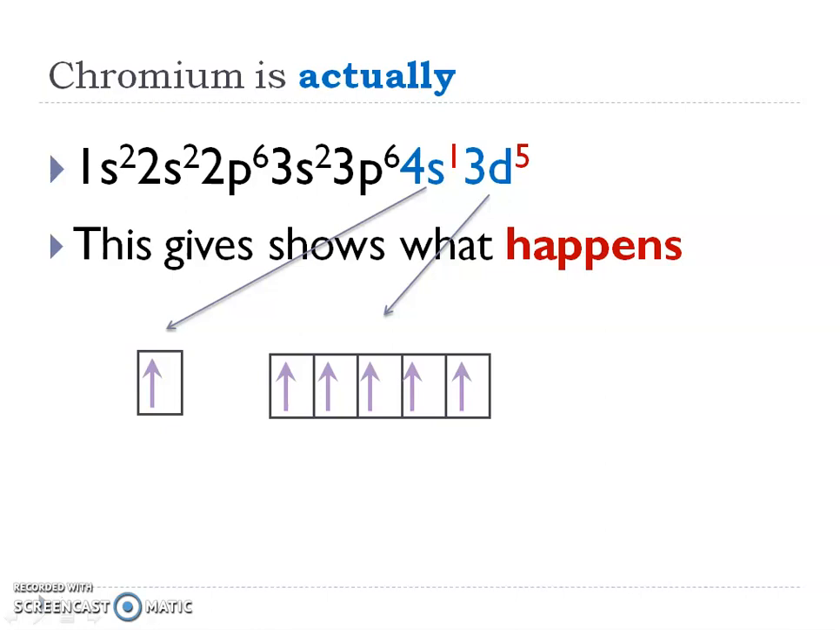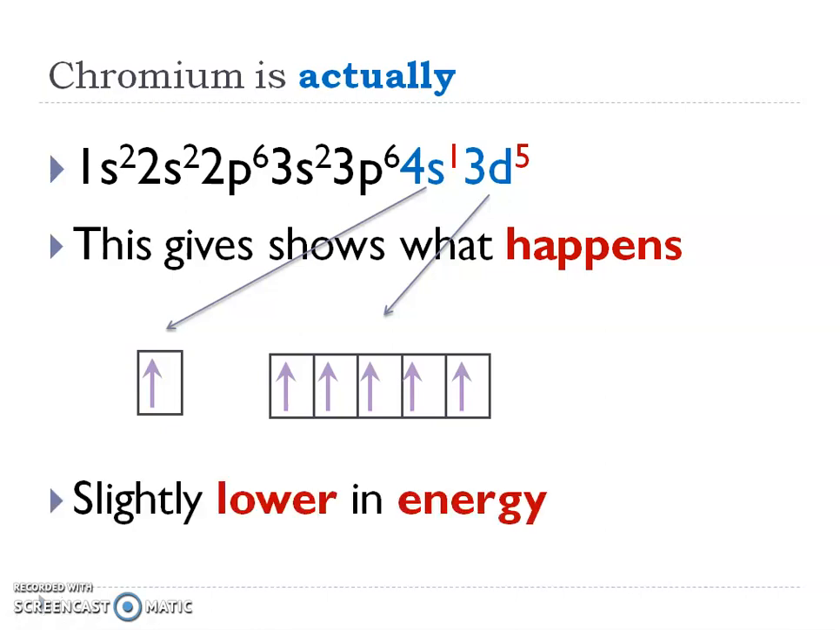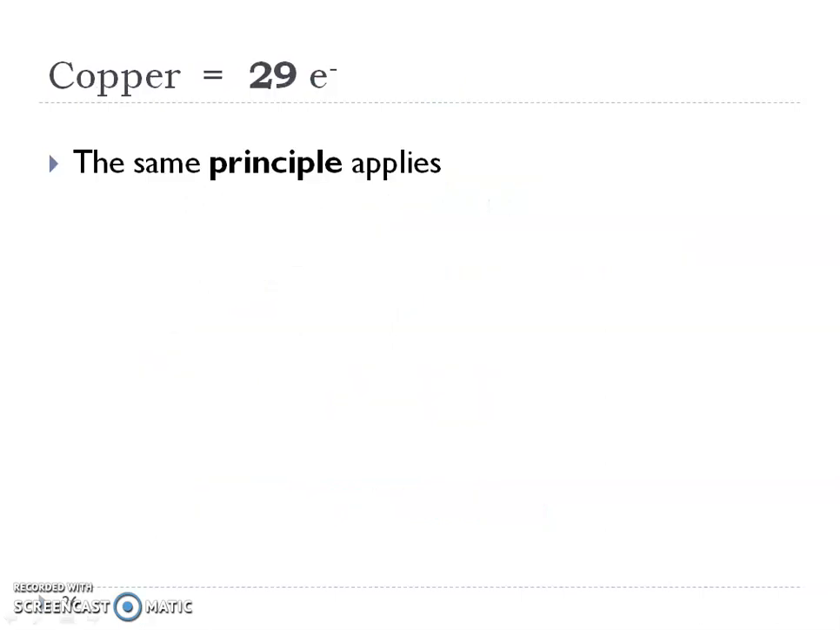So it's better to have 2 half-filled sublevels that are real close in energy than it is to have the S filled and the D only having 4 electrons. So this has a slightly lower energy altogether, and that's going to be more stable for that element.